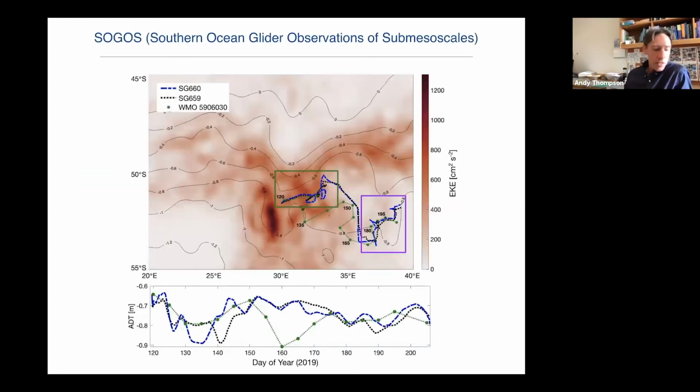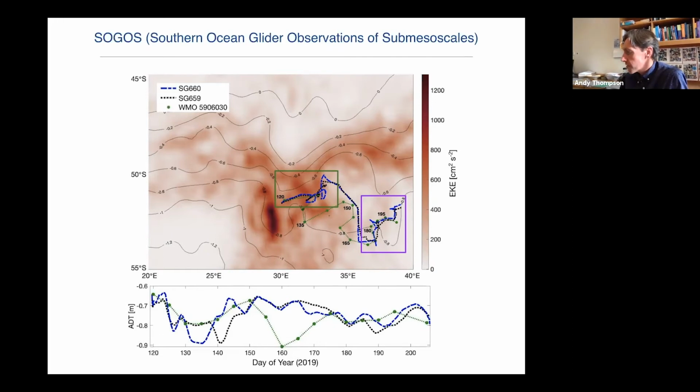Okay, so what did we do? Here's another map, with longitude on the x-axis and latitude on the y-axis. You can see that standing meander there. These thin black curves are contours of sea surface height. The color here is eddy kinetic energy, so it's quite strong.